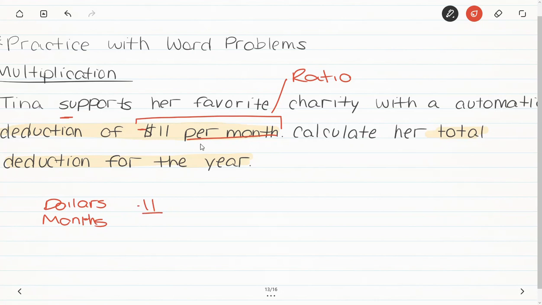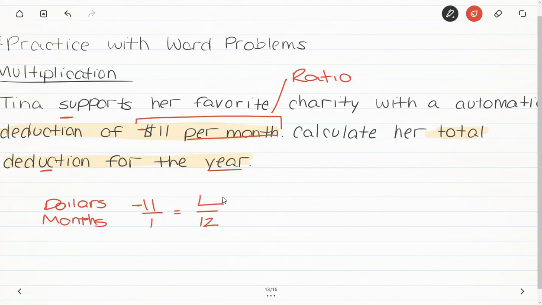Now when it says per month, that's referring to only 1 month. So it's negative 11 for 1 month. And it wants to know the deduction, so I know it's going to be negative for the year. Well, I'm not in years, I'm in months. So you have to think to yourself, okay, well, if I know I need the year, how many months are in the year? And there are 12 months in the year.